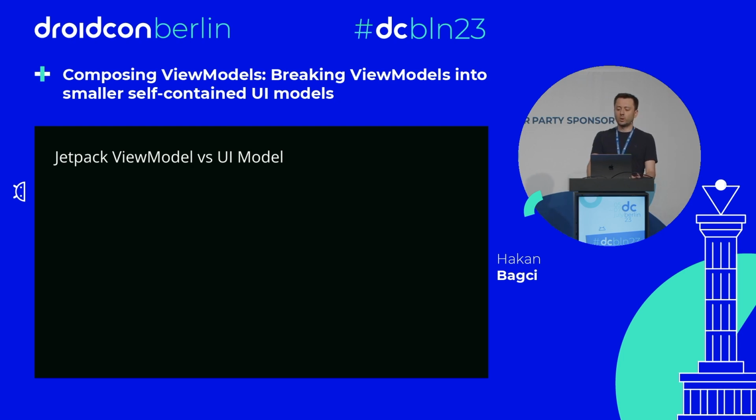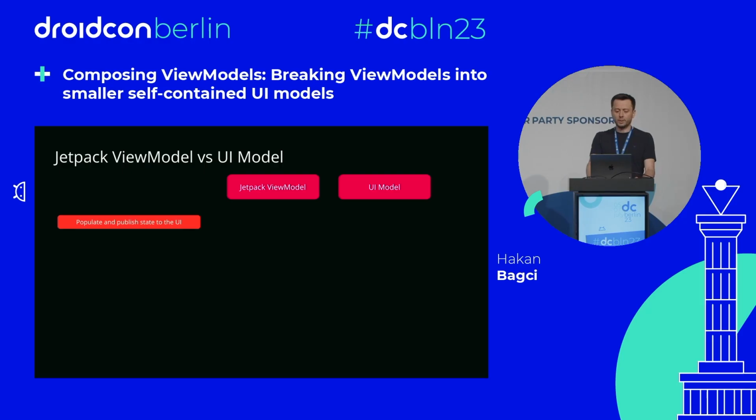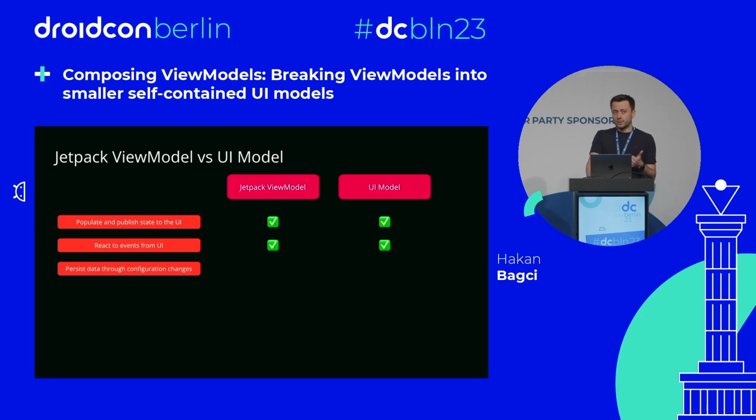That's why we need to come up with another name for our ViewModels, and we called them UI models. Actually, ViewModels and UI models have a lot in common, but they also have some significant differences. Let's compare them. They populate and publish state to the UI. They both do that. They react to events from the UI. They persist data through configuration changes.